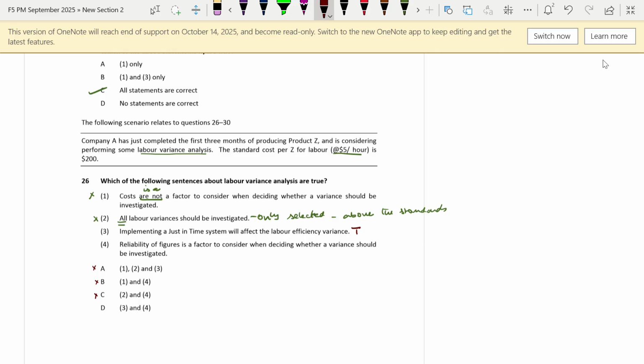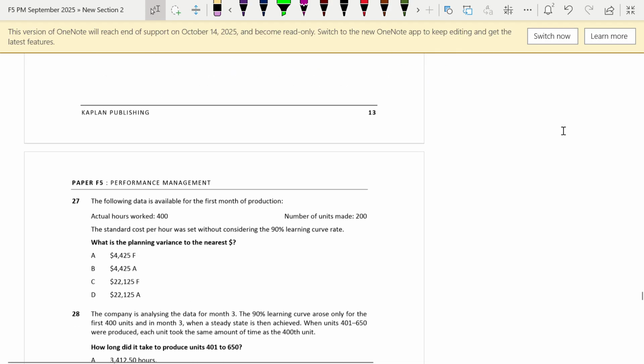Reliability of figures is a factor to consider when deciding whether the variance should be investigated. Think about this. We don't have any other option. Yes, it's true. Okay. Next. Planning variance. Tell me.